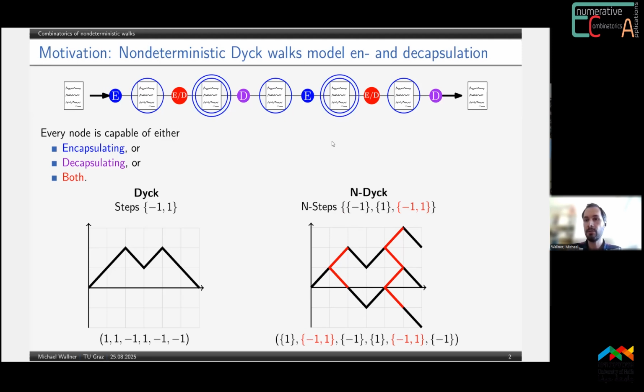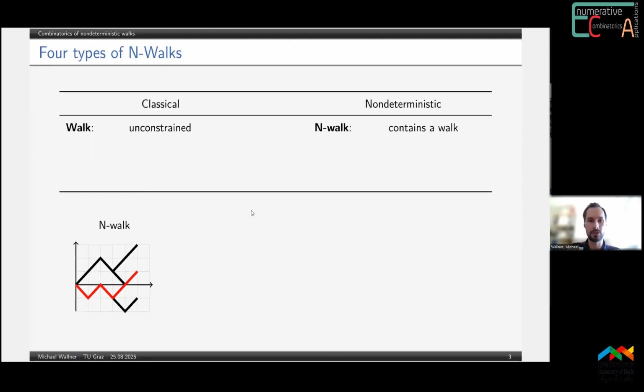The question networking people were interested in is whether it is possible to find a path through this topology such that I can come back to the message at the very end. In terms of paths, this means that you have a path which stays above the x-axis and comes back, like this path here. Okay, so far for the motivation.